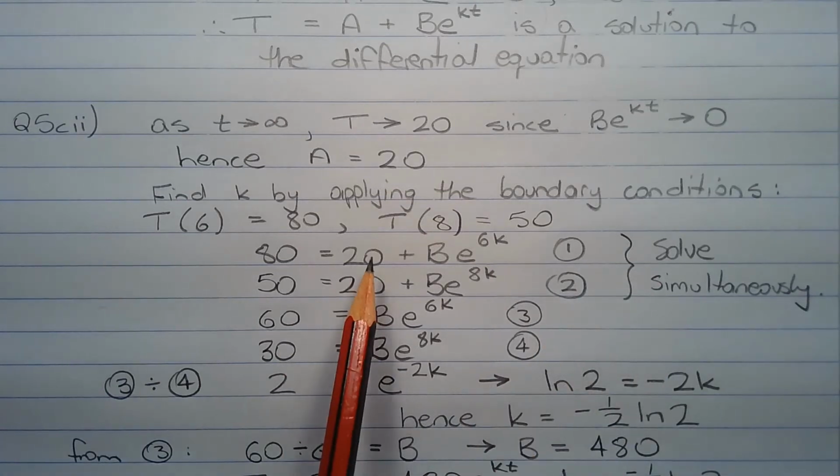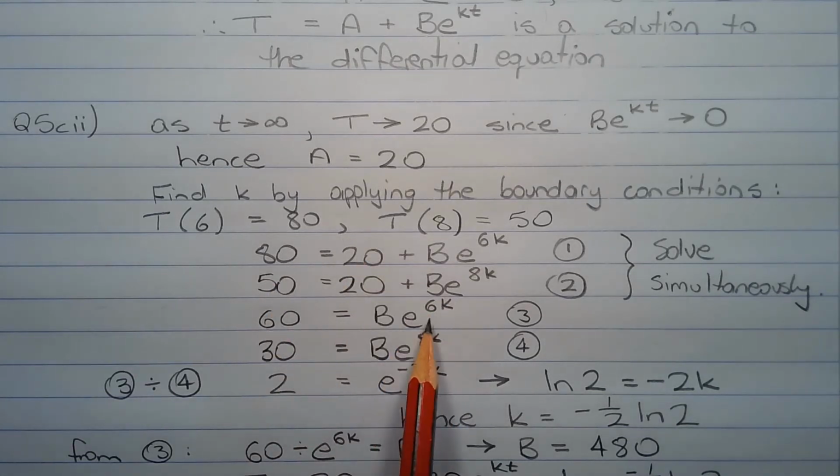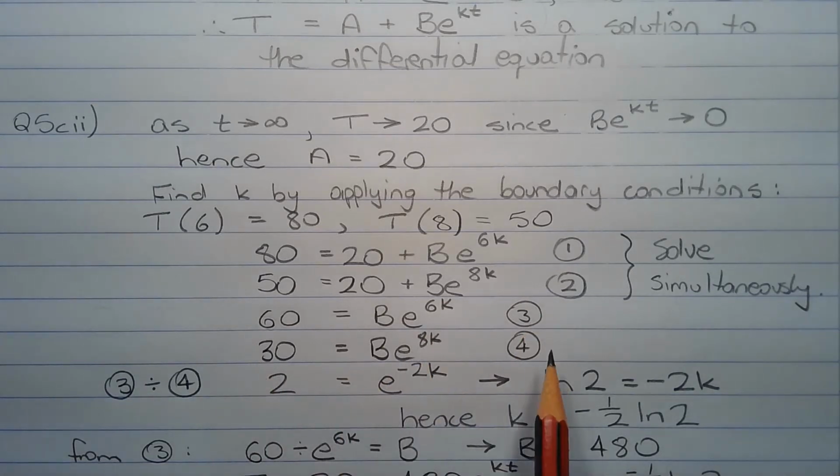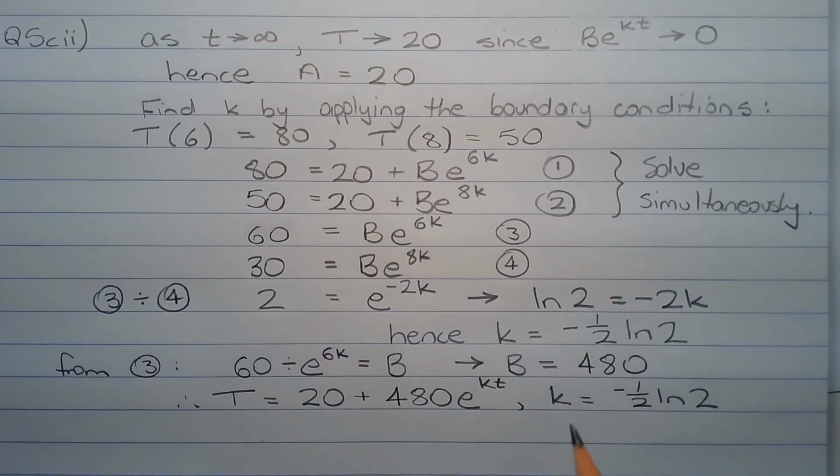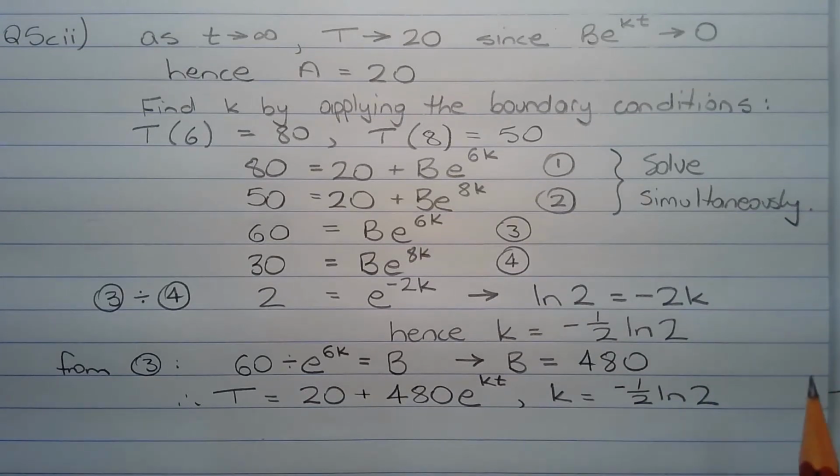Just to simplify things, we're going to subtract 20 from both sides of both of these equations. So we'll have 60 is equal to b e to the power of 6k, we'll call that equation number 3, and 30 is equal to b e to the power of 8k, and we'll call that equation number 4. Now, taking equation number 3 and dividing it by equation number 4, that eliminates the b, and we have 2 is equal to e to the power of negative 2k. Taking the natural log of both sides, we have ln of 2 is equal to negative 2k. And dividing both sides by negative 2, we get k is equal to negative half times ln of 2.